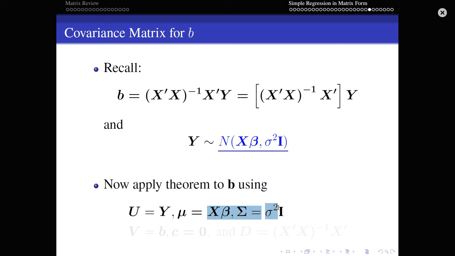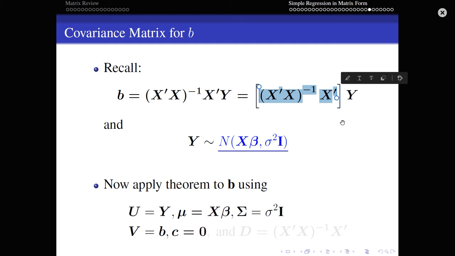Sigma is the variance-covariance matrix of the y vector, and we already know from our previous slides that it is sigma squared times the identity matrix. V is going to be the vector of parameter estimates. C is going to be the constant that we add, and we're not adding any constant. Note we had C plus D times U. This is D. This is going to be U. And then we're not adding anything to this, so this is just D times U.